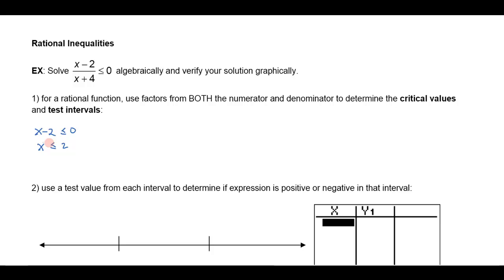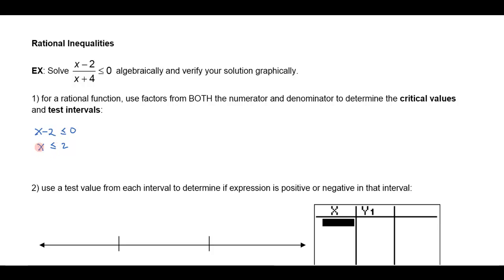And notice if you plug in a number like 0 that's less than or equal to 2, it even makes it true, right? You get negative 2 over 4 is negative a half, and that's less than or equal to 0. And so you might really be tempted to just leave your answer and say that the answer is x less than or equal to 2, but that would be wrong.